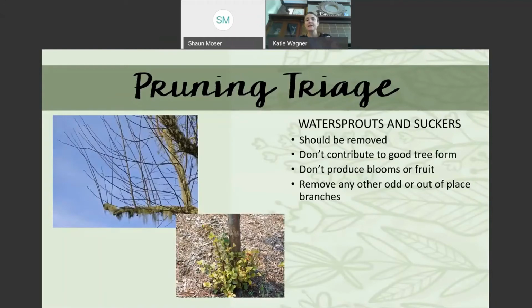Okay, anything that's water sprouts or suckers, take it out. You should remove it. Very weak branching angle, doesn't contribute to good tree form. They're not particularly attractive, doesn't really produce blooms or fruit. And yeah, so go ahead and get those out of there.